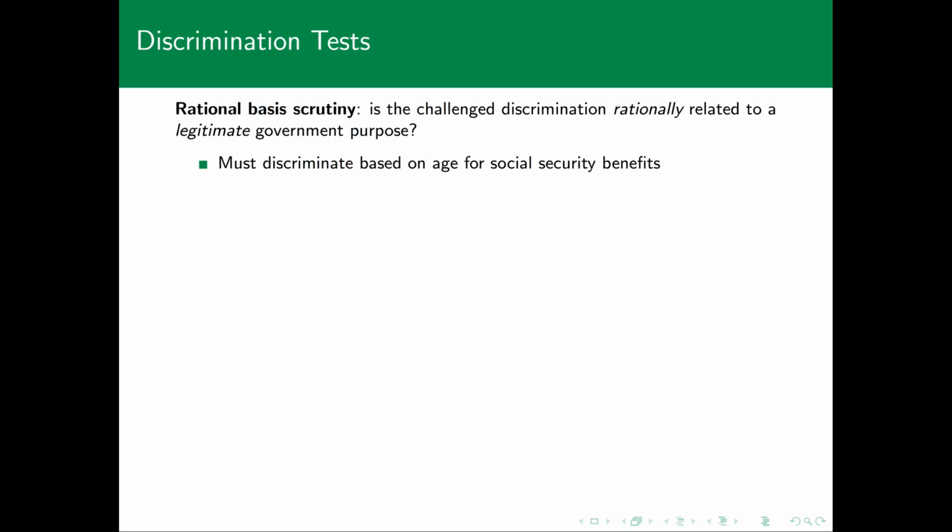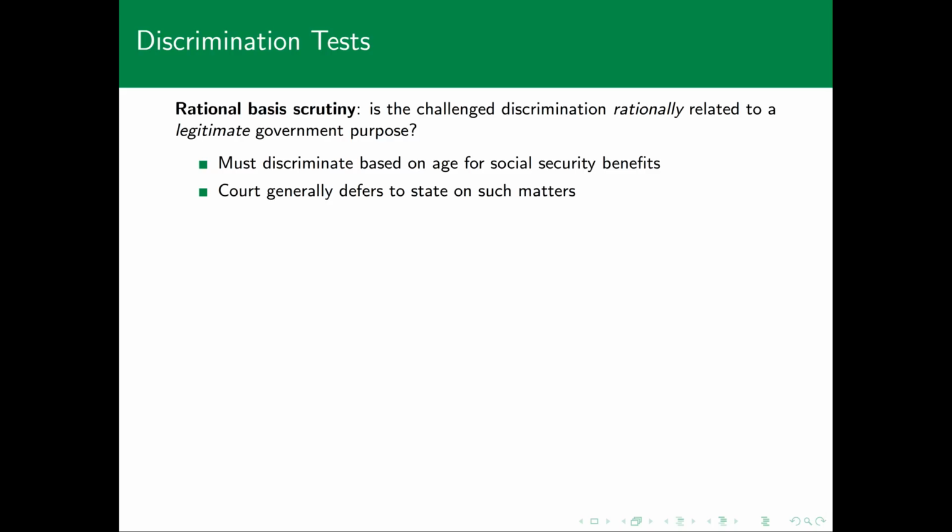One example is that you have to discriminate on age for Social Security benefits. People over, I think they changed it, I don't even actually know, it's like 67 or something like that. Only people over 67 are eligible to receive their Social Security benefits. That age discrimination there is rationally related to a legitimate government purpose. The rationality of it is that, well, we need to have some cutoff, and the legitimate purpose is doling out benefits only to those who sort of need them or deserve them.